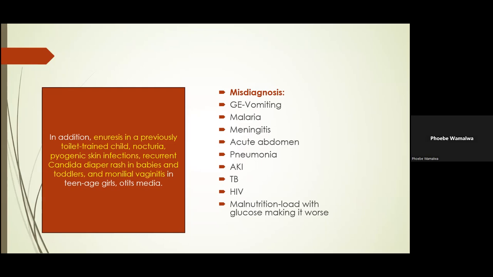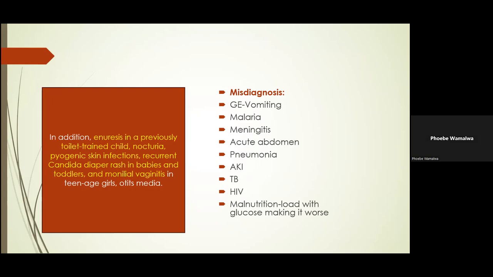Because of that deep breathing, again, these patients can easily be misdiagnosed as having pneumonia. Patients with dehydration, hence acute kidney injury because of the polyuria, can be misdiagnosed as just having acute kidney injury with sepsis.